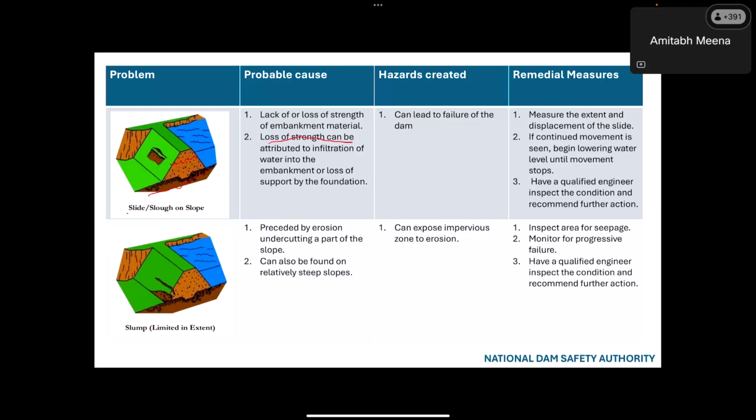So sometimes these situations may arise due to infiltration of water also. If there are some sinkholes or some cracks here, then water may infiltrate down, and then this sliding also can occur. Measure the extent and displacement of the slide. Whenever there are cracks, we have to measure the cracks and their propagation, whether they are increasing or widening.